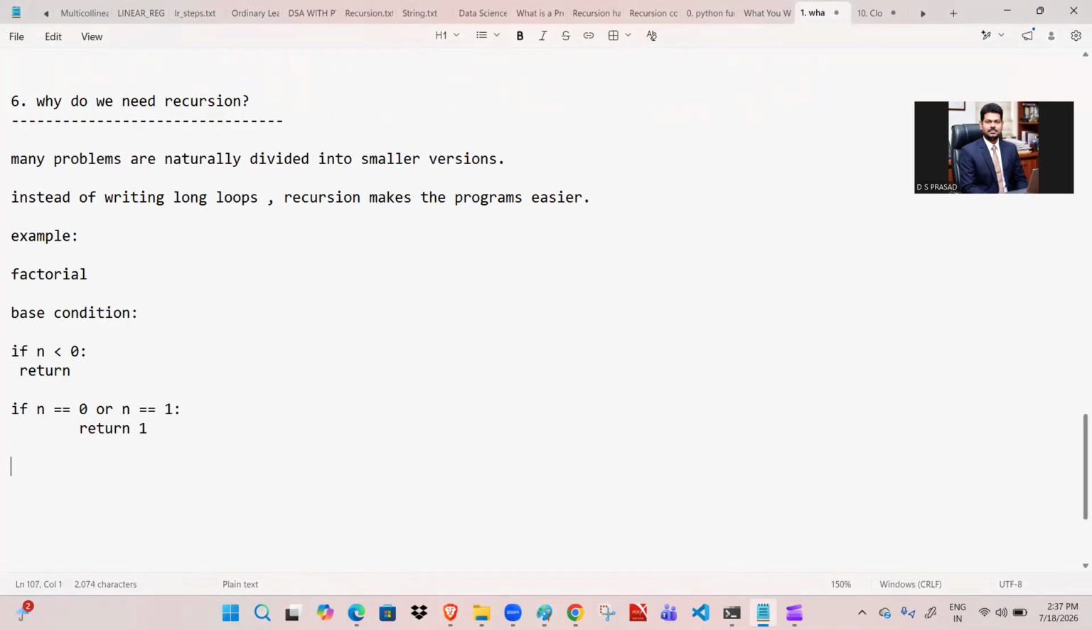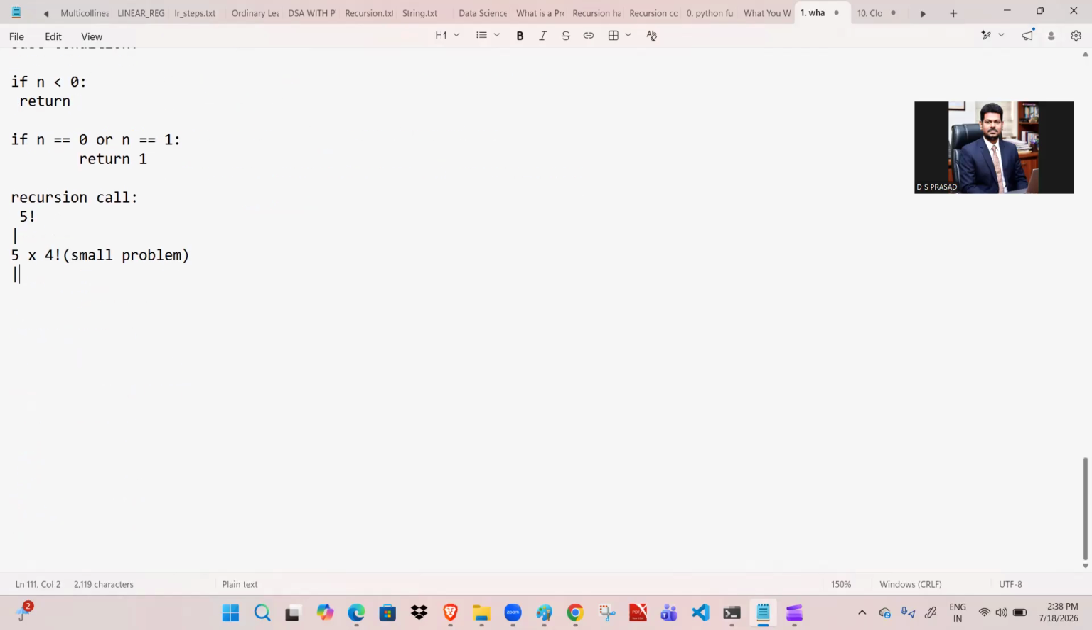So how to use the recursive call for 5 factorial? Here for 5 factorial, you see that 5 is multiplied by 4 factorial. Here 4 factorial is nothing but what we call a smaller problem. After that, 5 multiplied by 4 multiplied by 3 factorial. So 3 factorial is a smaller problem.